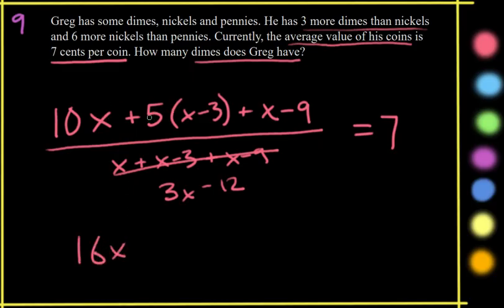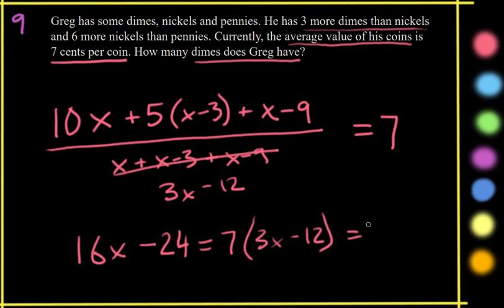And then we've got a negative 15 and a negative 9. So that'll be minus 24. And that's going to be equal to 7 times 3x minus 12. All right, so this is going to be equal to 21x minus 84. And I don't need this part anymore. So let's add 84 to each side. And let's subtract 16 from each side.